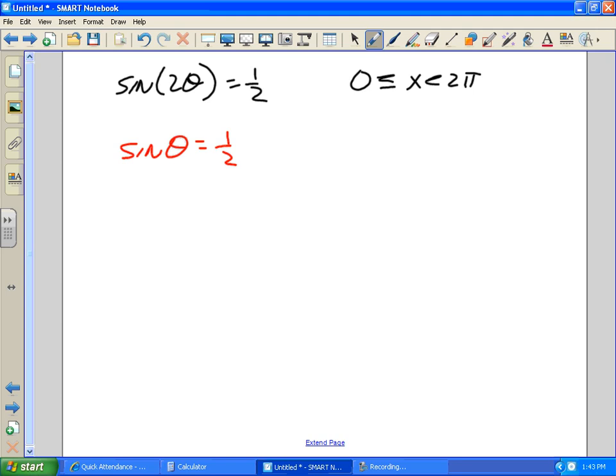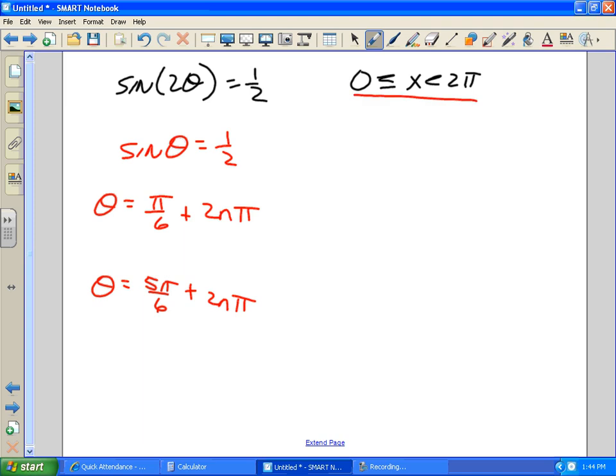And so where on the unit circle is the sine of theta equal to a half? Pi over 6. So theta is equal to pi over 6 plus or minus 2n pi. Where else? 5 pi over 6. 5 pi over 6 plus or minus 2n pi. Now, do you see how we're going from 0 to 2 pi? That is a counterclockwise rotation, so I don't really need the plus or minus. I just need the pluses because I am only going from 0 to 2 pi.